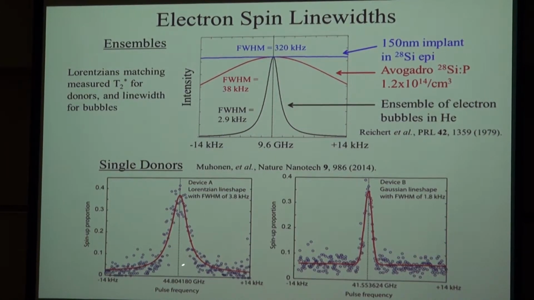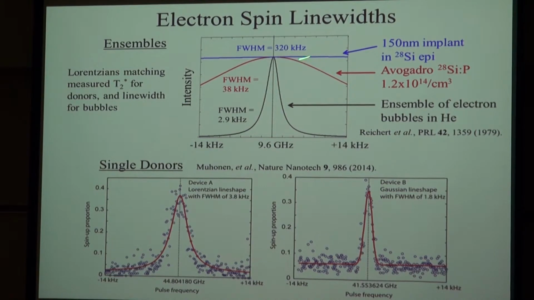These, I should say, are single donors, but you have to do multiple measurements, so there's a time ensemble rather than a spatial ensemble. This is an ensemble of probably 10 to the 13 electron bubbles. And what it tells you is all those really have pretty much exactly the same frequency. In that sense, they're like ions and atoms.